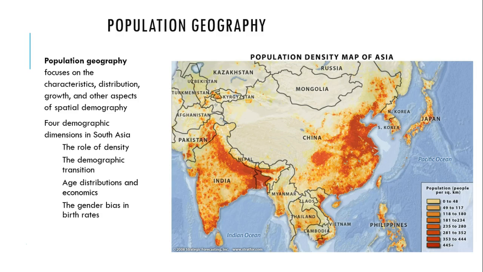There are four demographic dimensions in South Asia. One is the role of density, another is the demographic transition models. Those are the two areas we'll focus on today. We will leave you to do some research on your own on age distributions and economics in these areas, and also the gender bias in birth rates.